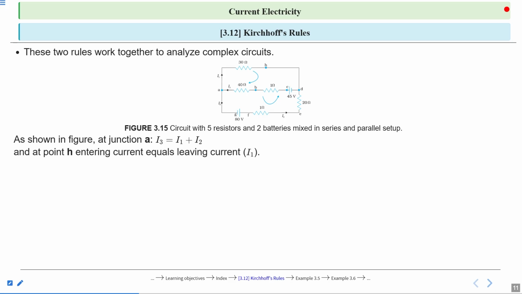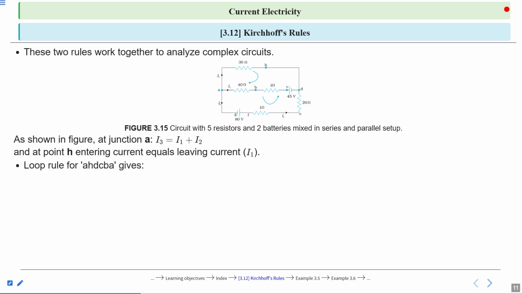Got it? And at H, you can see in the diagram that the entering current equals the leaving current, that is I1. So I1 current is entering and I1 current is leaving the H point. Now you can understand from this diagram what the junction rule is.